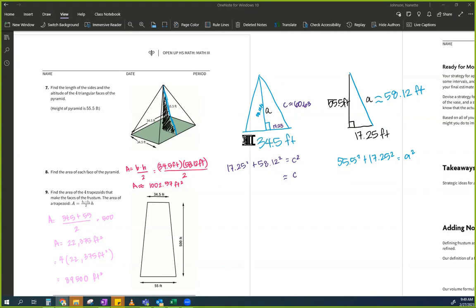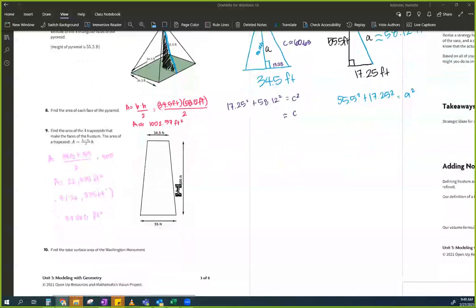The base of it is 34.5. The height of it we found was 58.12 feet. And now the area of that is 1002.57 feet squared. Okay. Then they had us go through the frustrum. If you look at a frustrum, the sides are called lateral. The lateral faces of the frustrum are trapezoids.